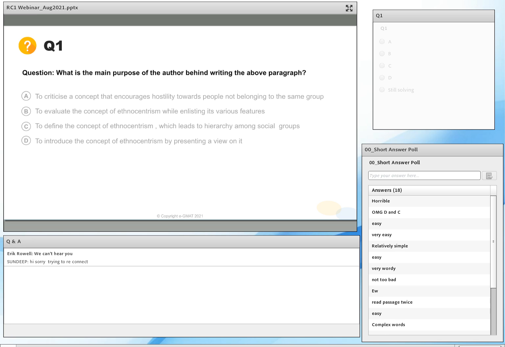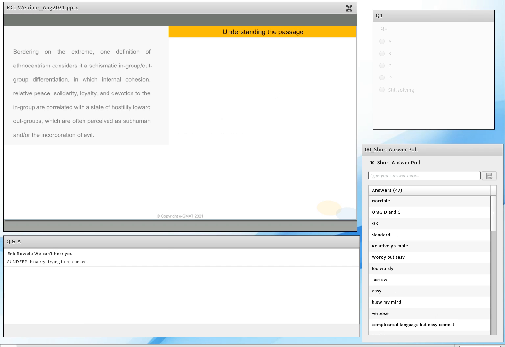Couple of ECs, read the passage twice, complex words. Oh my god, DNC. So we're going to look at that. Thanks a lot for that. That's very interesting. Outer world stuff. Horrible. Wordy. Complicated language, but easy context. So within the next 5 minutes, all of you are going to tell me that this is very easy. Okay. So let's start solving this now.